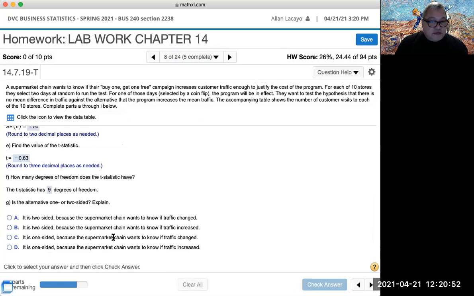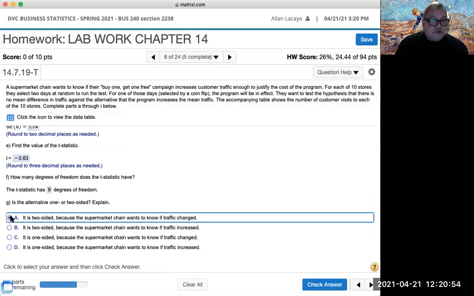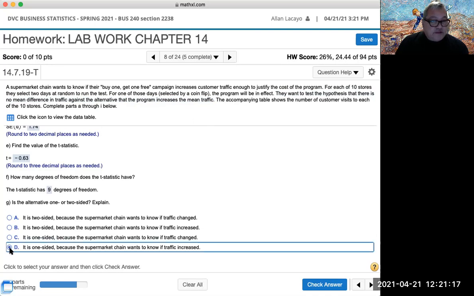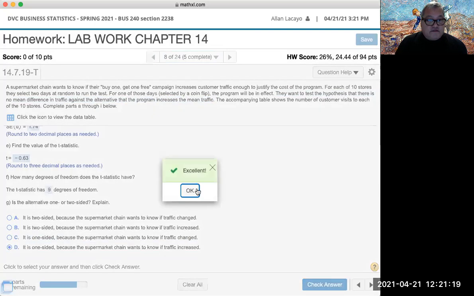This is a two-tail test statistic, because you want to test that there is no difference in traffic against the alternative that the program increases the mean traffic. So it's actually about increasing mean traffic, and increasing mean traffic would be a one-sided hypothesis, sorry. And it's about whether traffic increased versus the difference being 0.